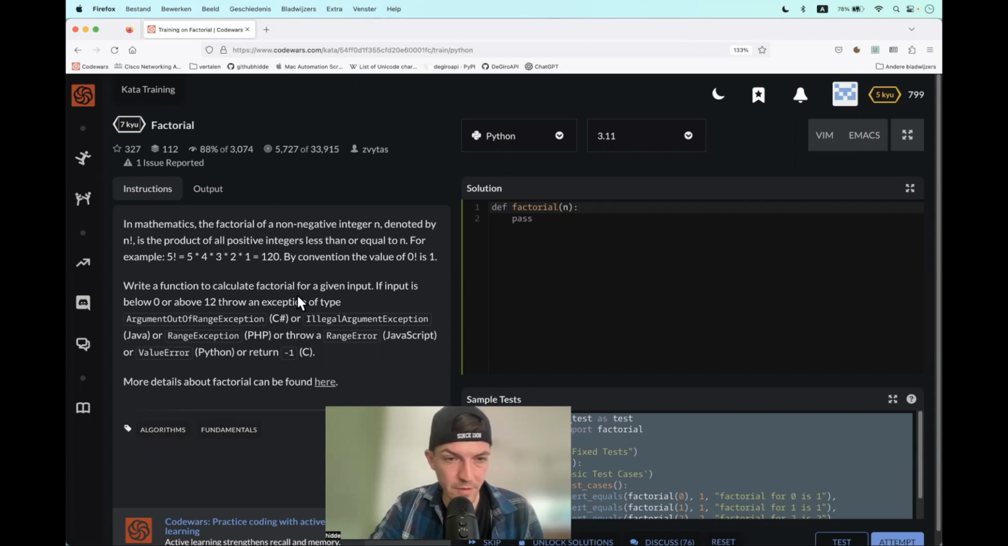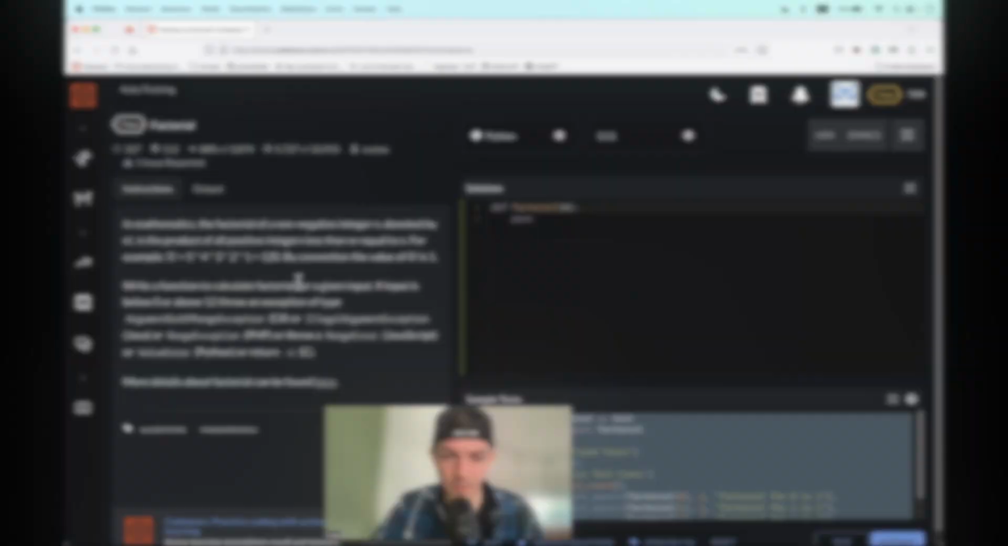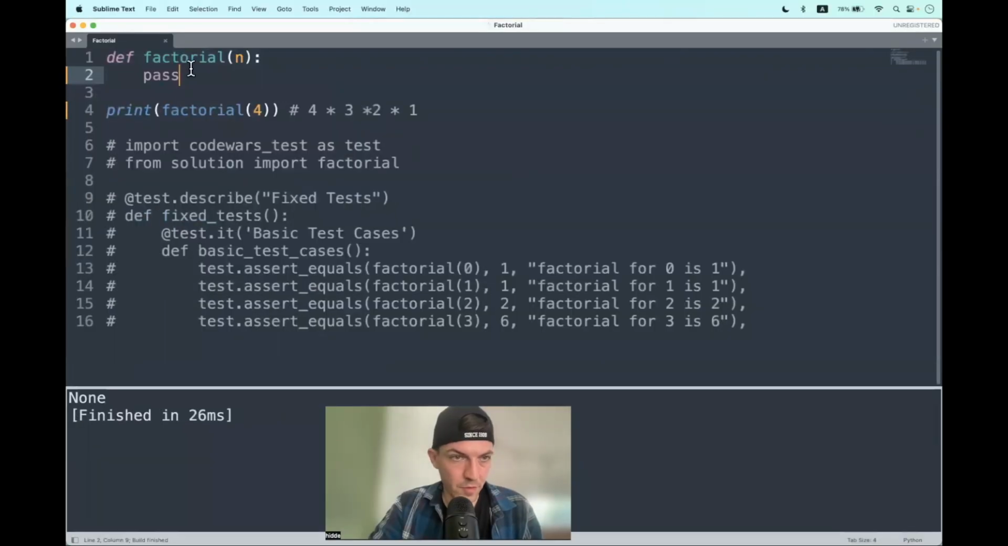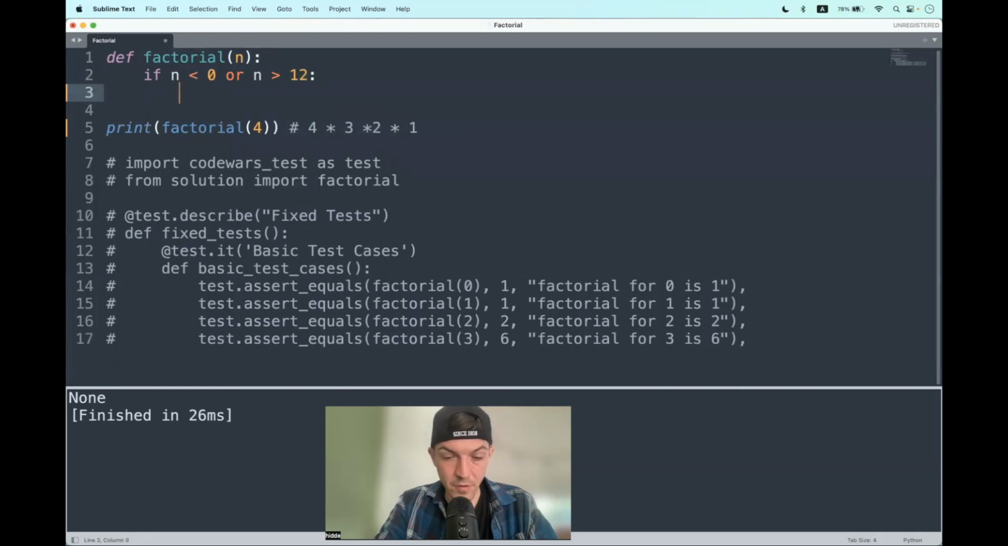Write a function to calculate factorial for a given input. If input is below 0 or above 12, throw an exception. How to go about this? Well, here we are. First of all, let's deal with the exception. So if the input is less than 0 or the input is more than 12, then we should raise an exception, a value error.